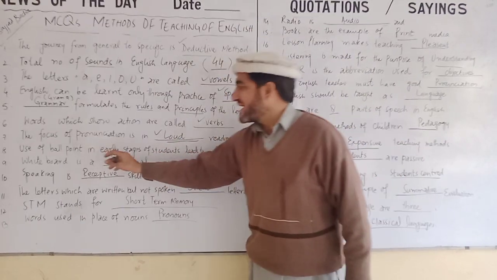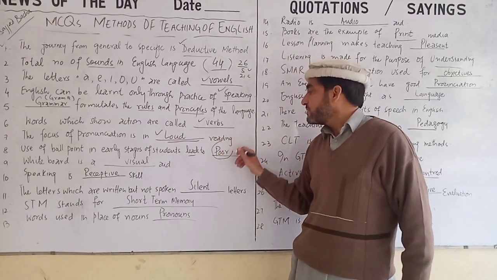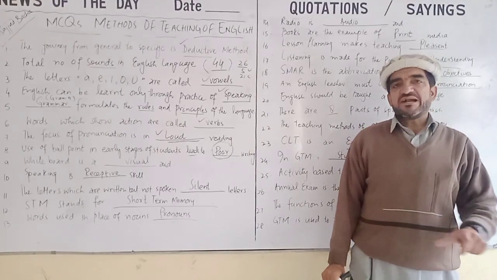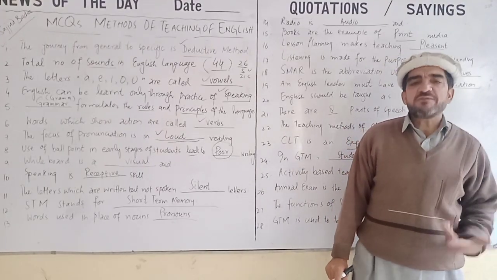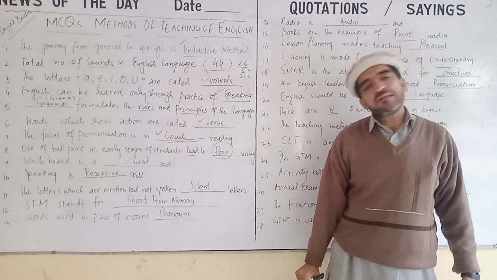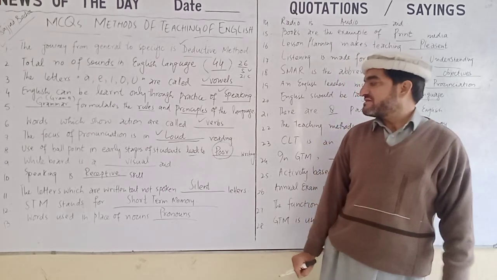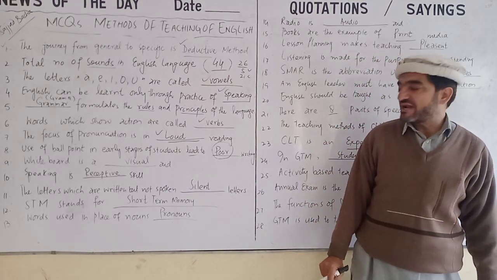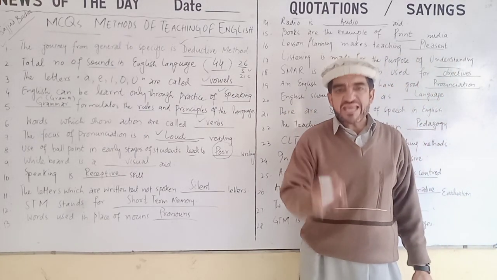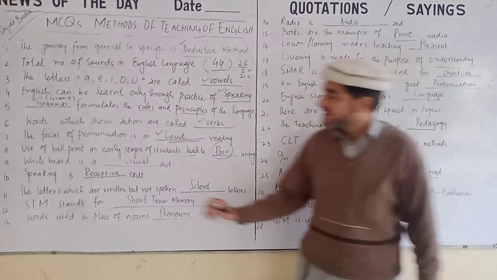Use of a ballpoint in the early stages of a student leads to poor writing. Unfortunately, in almost 90% of schools, students are using ballpoints, and this is the main factor of the poor writing of young learners. If they use a pen or ink pen, then their writing will be very much developed.